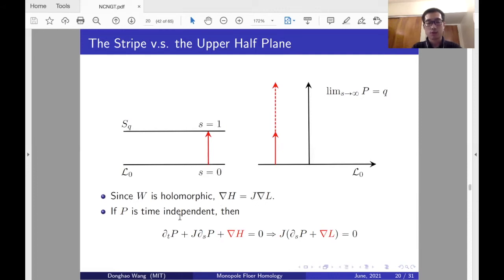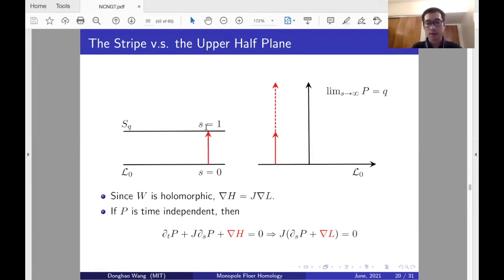In particular, if we assume our solution is time independent, so here the time derivative is identically 0. Then this Floer equation will imply the spatial derivative plus lambda L is 0. This means if you go upwards along this red arrow, this is a part of the negative gradient flow line of the real part. But note that the endpoint here lies in the stable thimble.